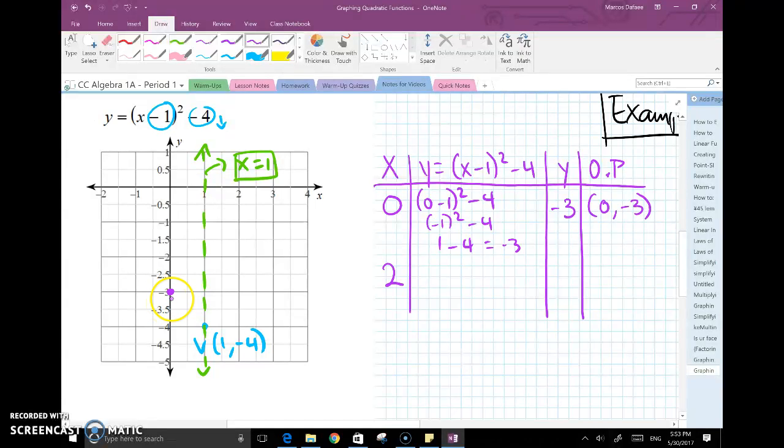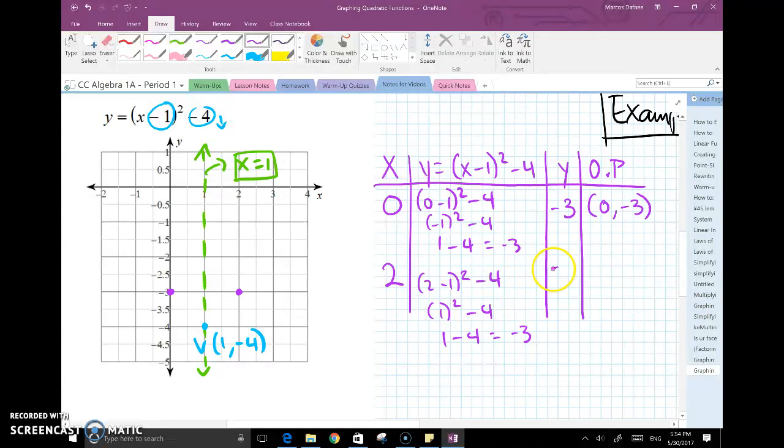Now, because I have a point here, I get another one automatically for free, and it's just going to be on the other side of this line, the same distance from the line as the original point. So it will be over here. Okay, 2 jumps away, but on the other side. Now, for the number 2, I input that, and I get 2 minus 1 squared minus 4. So that's 1 squared minus 4, which is 1 minus 4. And that is also -3.